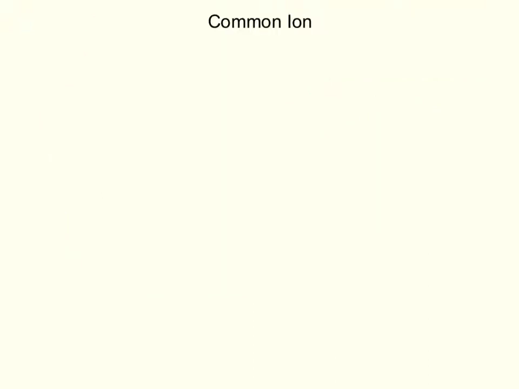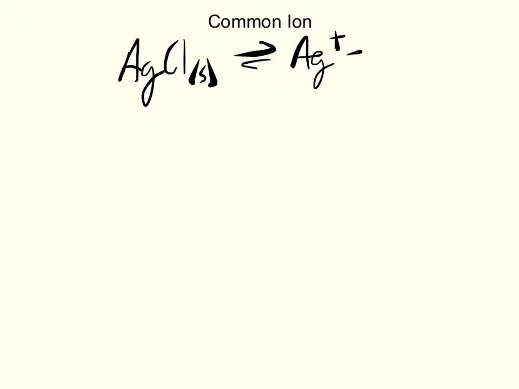The last concept we need to review is something called the common ion effect. So let's say we have the same situation as before, AgCl dissociating into Ag+ and Cl-. Both of those are aqueous. We said the KSP was equal to 1.6 times 10 to the negative 10.